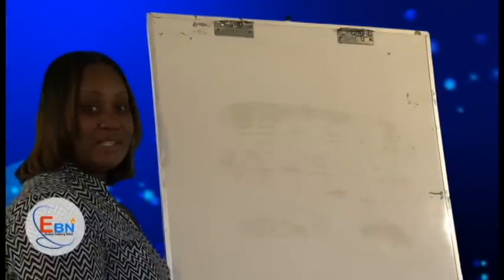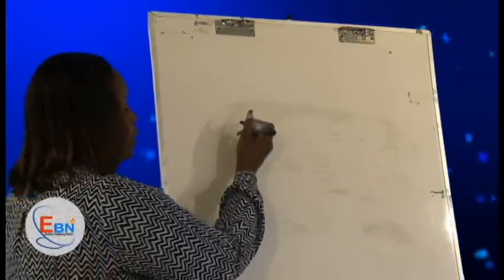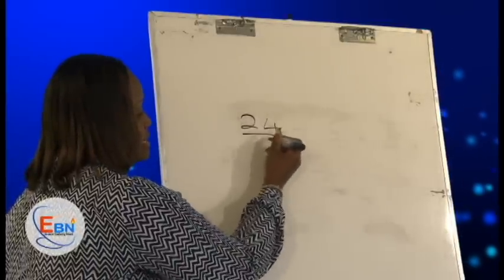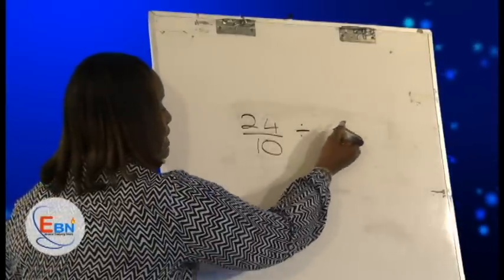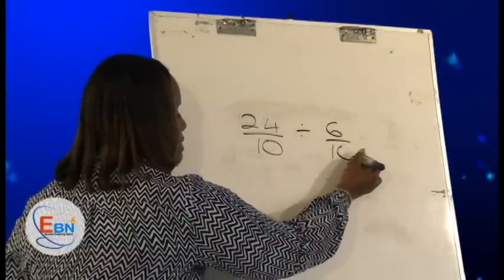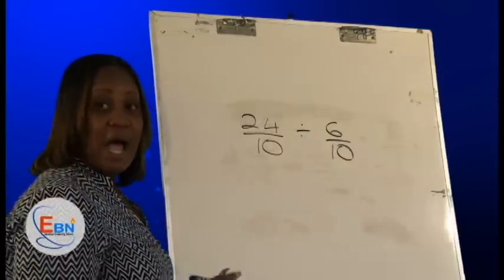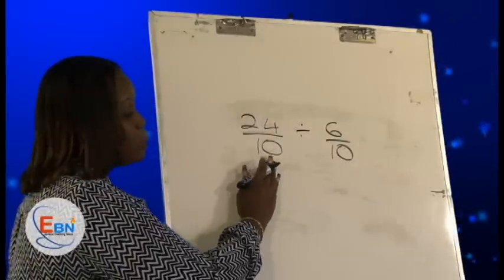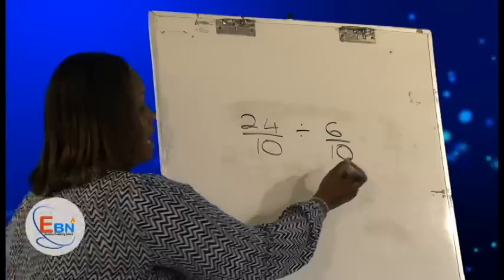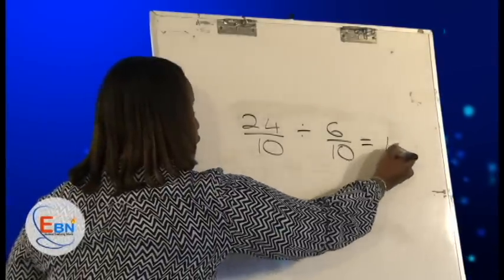So students, remember when we traded, we had 24/10, and now we're dividing it by 6/10, which means how many 6/10 can we get from 24/10? And the answer would be 4.